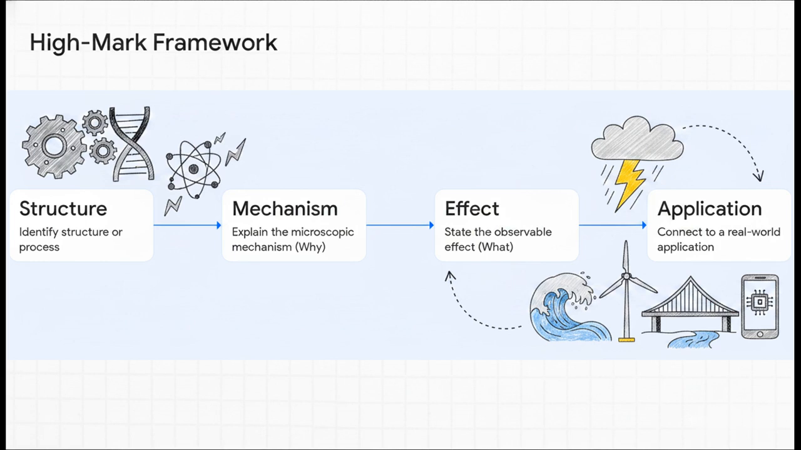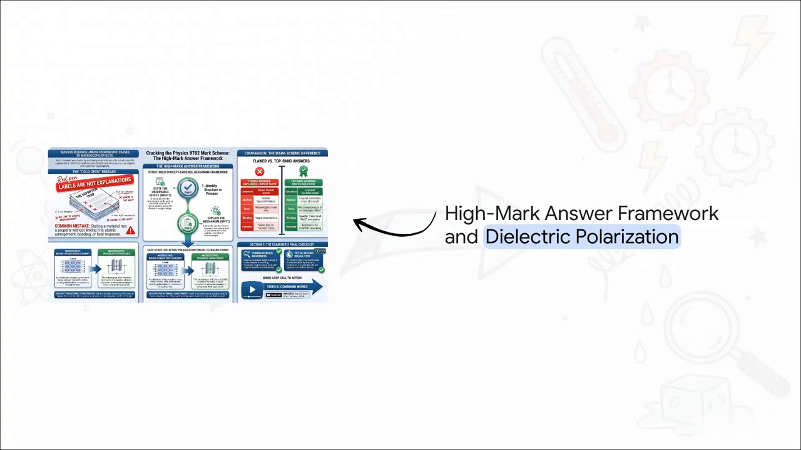Honestly, if you can explain these 4 stages in order, you are proving to the examiner that you understand the topic deeply enough to completely ace both short and extended reasoning questions. It totally forces you to build a bridge from those invisible atoms all the way to the real world. Let's see exactly how this framework builds in a real exam scenario with this full-screen visual.